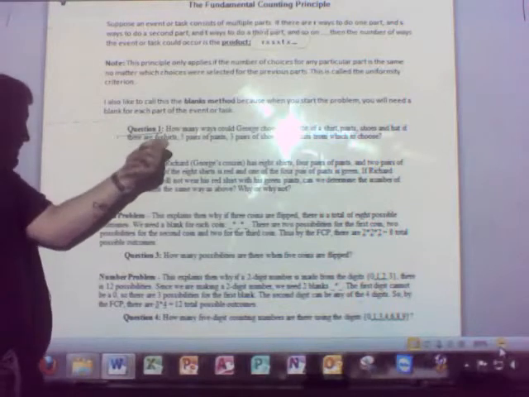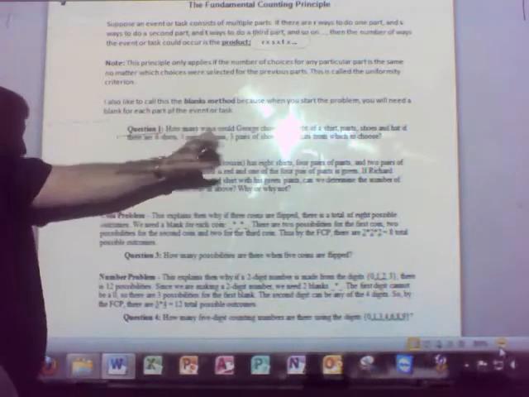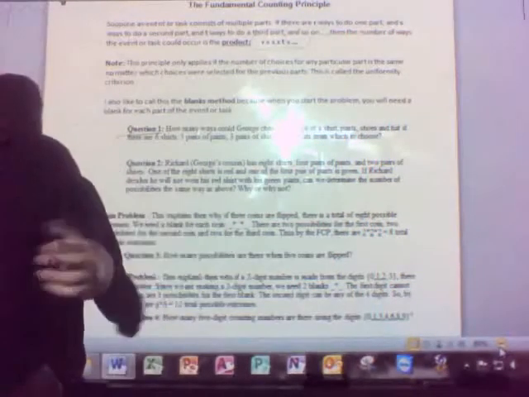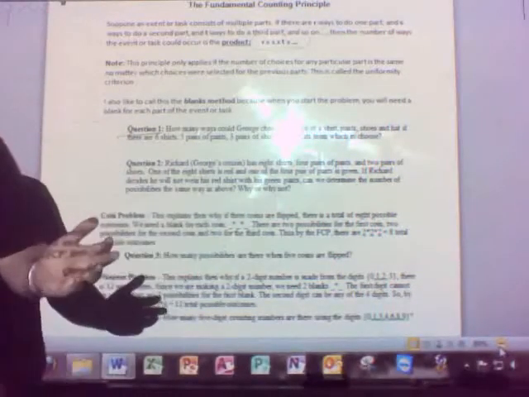How many ways could George choose an outfit then of shirts, pants, shoes, and hat? So he's added to his wardrobe here. He's got 6 shirts, 5 pairs of pants, 3 pairs of shoes, and 2 hats. Well, no need to go through a tree diagram. There's no need to list all these out.